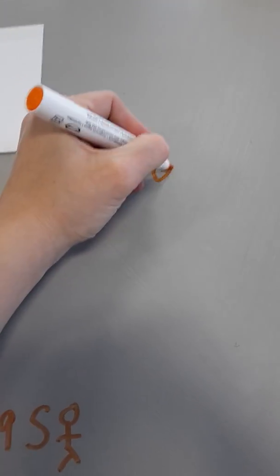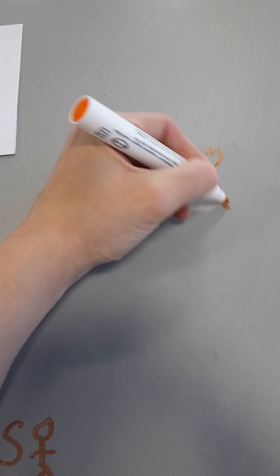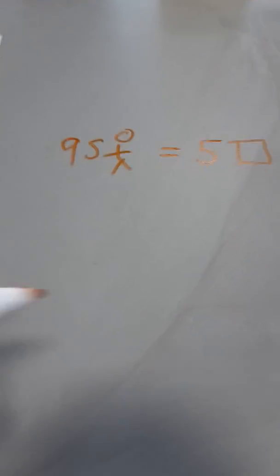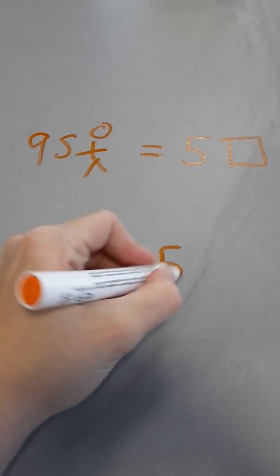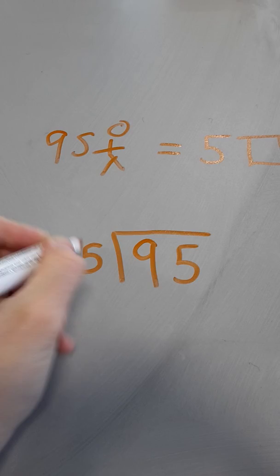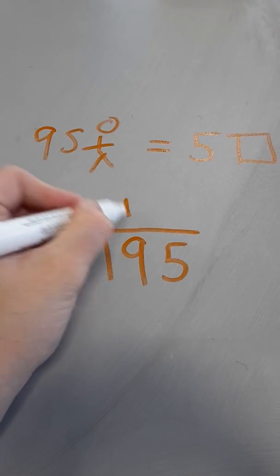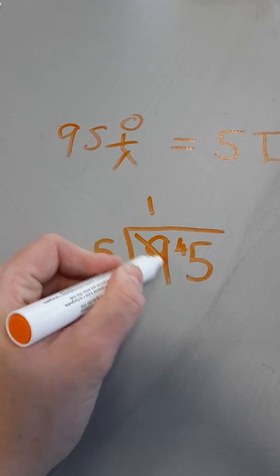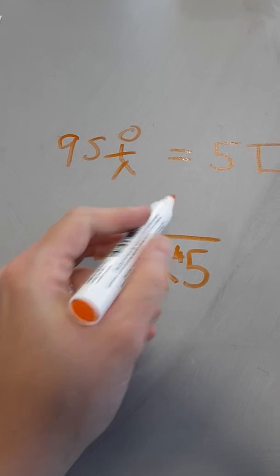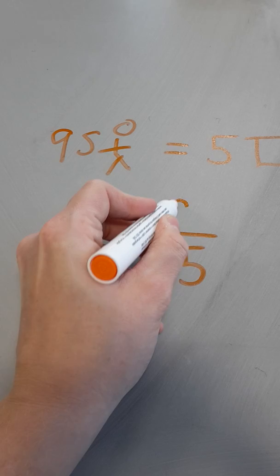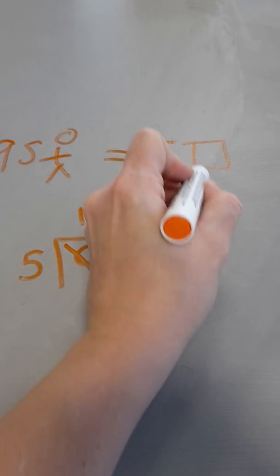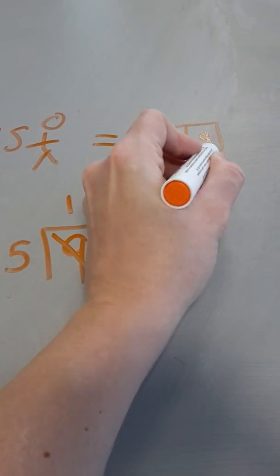So now we know that 95 males is the same as 5 blocks. So what we can do now is work out what 1 block is. How many 5s go into 9? 1. That means we've got a remainder of 4. Cross that through. How many 5s go into 45? And it's 19. So 1 block is actually worth 19.